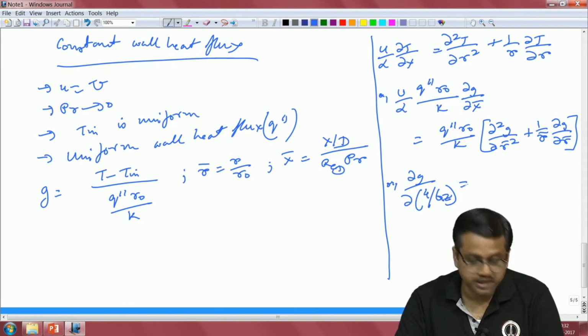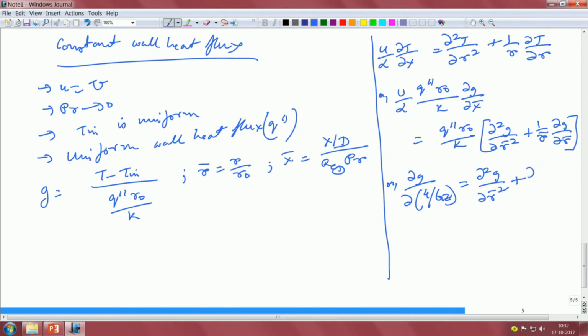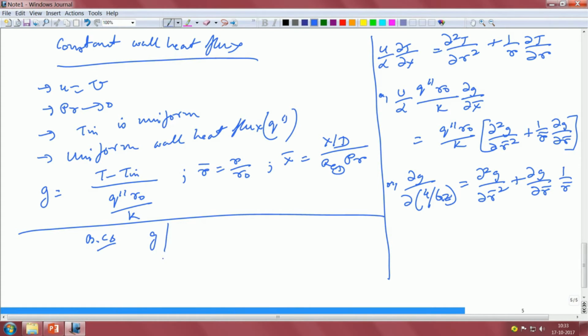Of course, the boundary conditions will be different, as you know. So nothing has changed as far as the equations are concerned. They still are the same, except now the boundary conditions are a little bit different. So G at x bar equal to 0 is equal to 0. That is obvious once again, because your T is basically equal to T in.